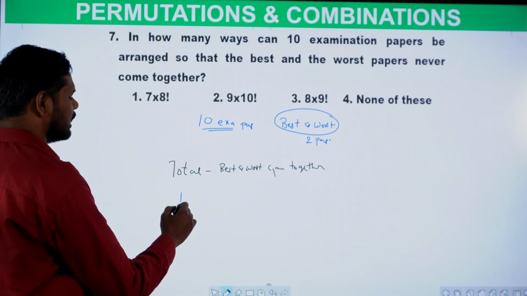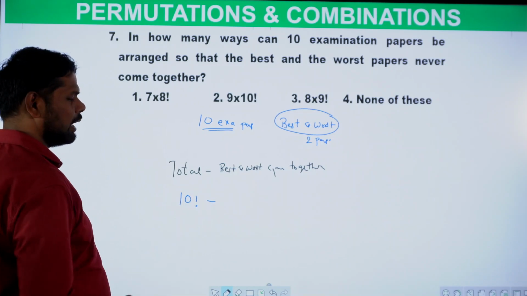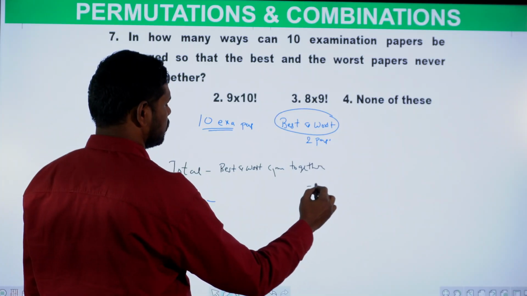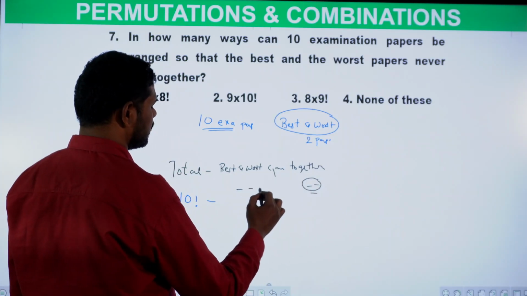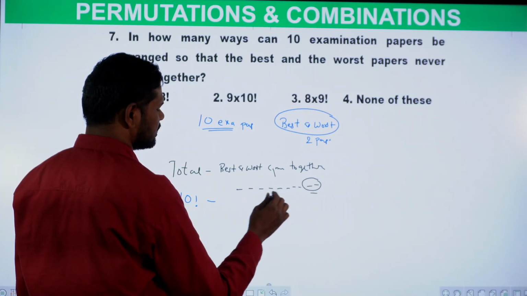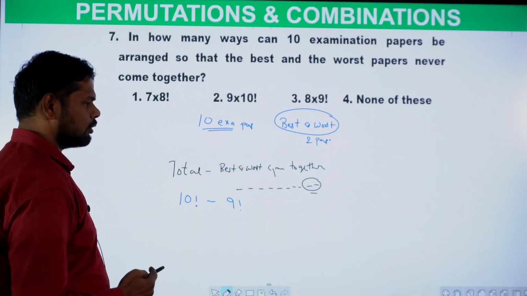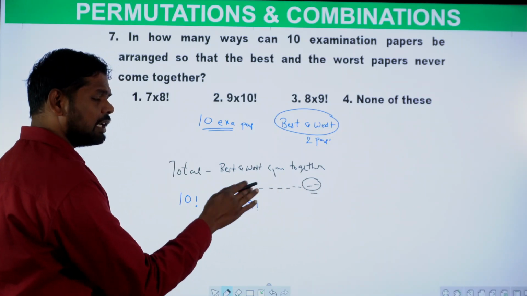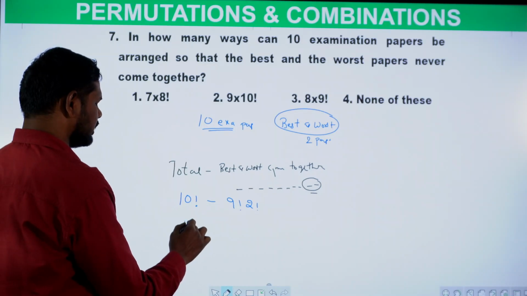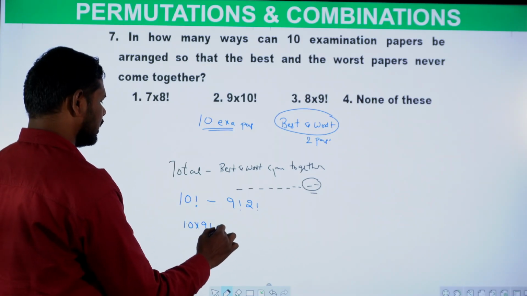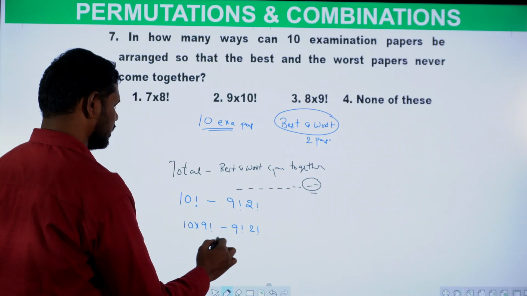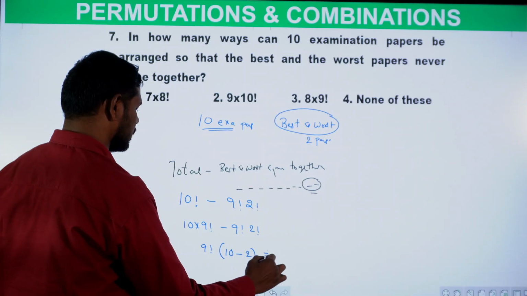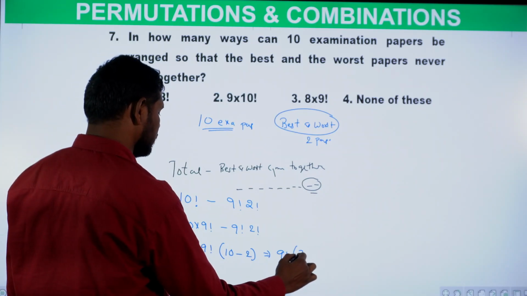Total 10 exam papers are arranged in how many ways? 10 factorial ways, minus best and worst 2 papers form a group. The remaining are 8: 1, 2, 3, 4, 5, 6, 7, 8. 8 plus 1, 9 factorial. Then 2 papers again, best-worst and worst-best, so themselves arranged in 2 factorial. Again we write like this: 10 into 9 factorial minus 9 factorial into 2 factorial. So 9 factorial is common, then 10 minus 2 factorial value is 2, so answer is 9 factorial into 8.